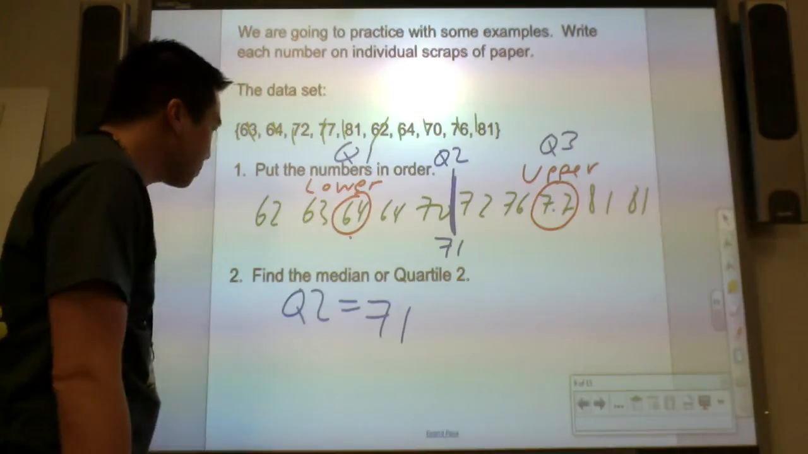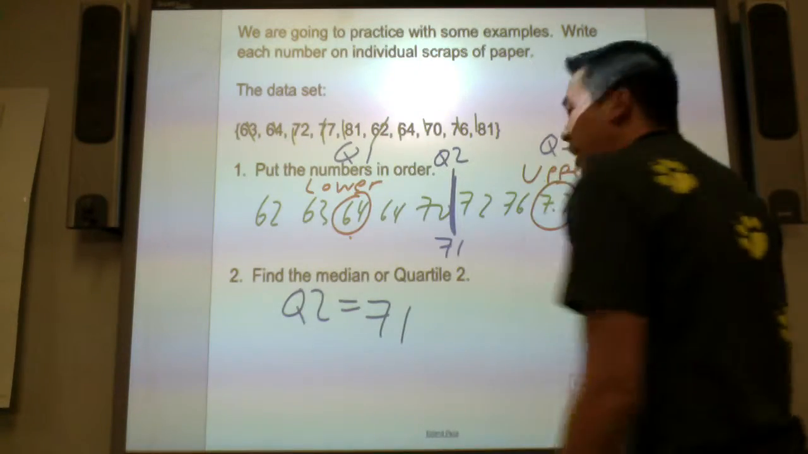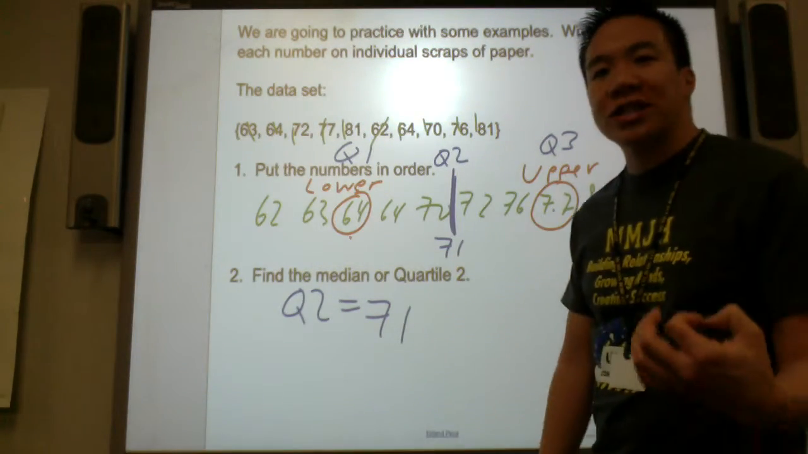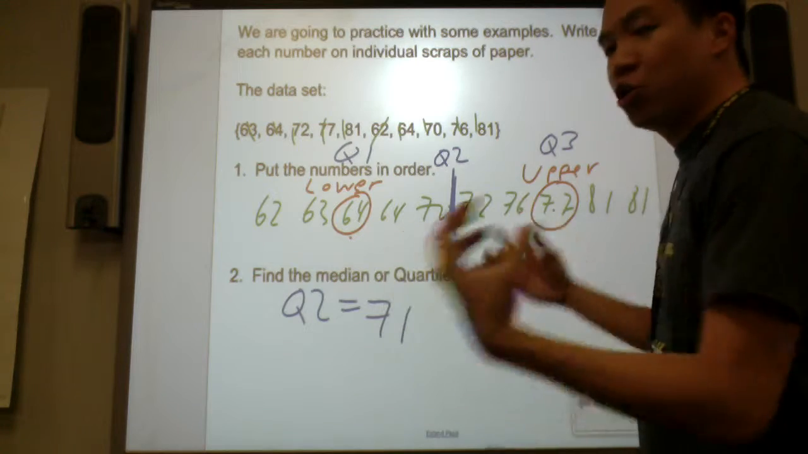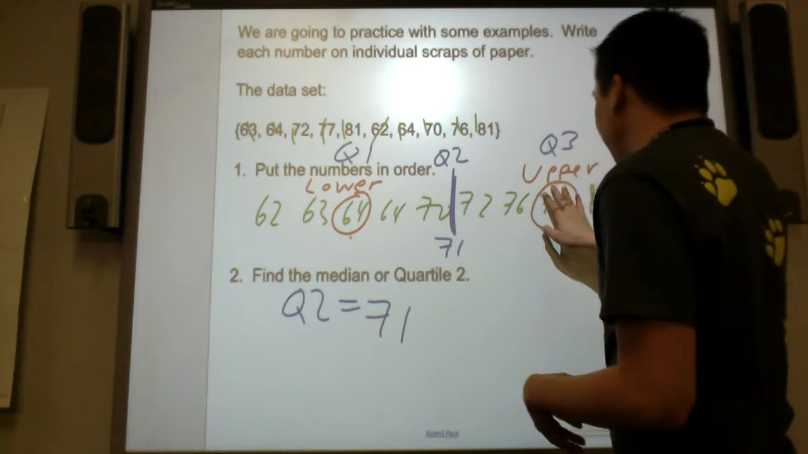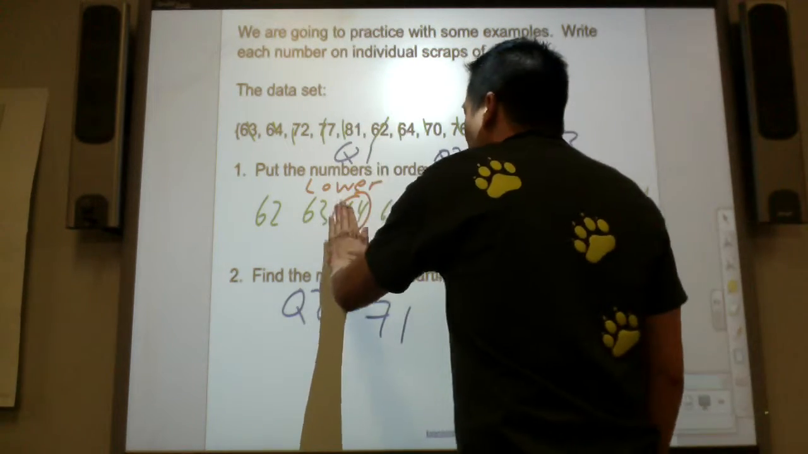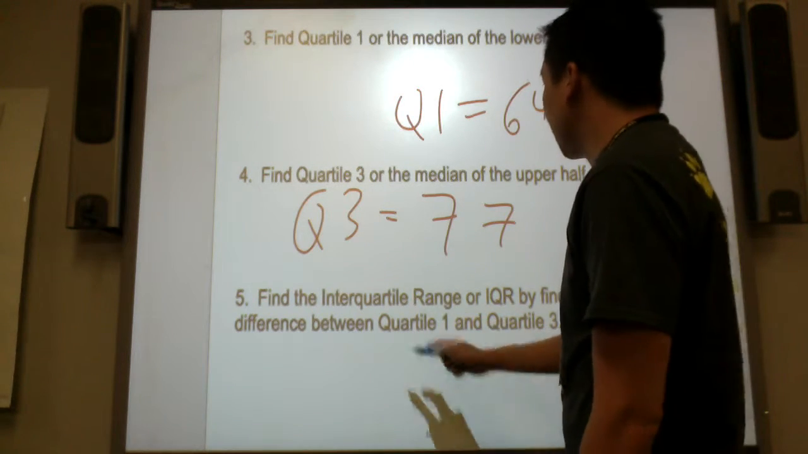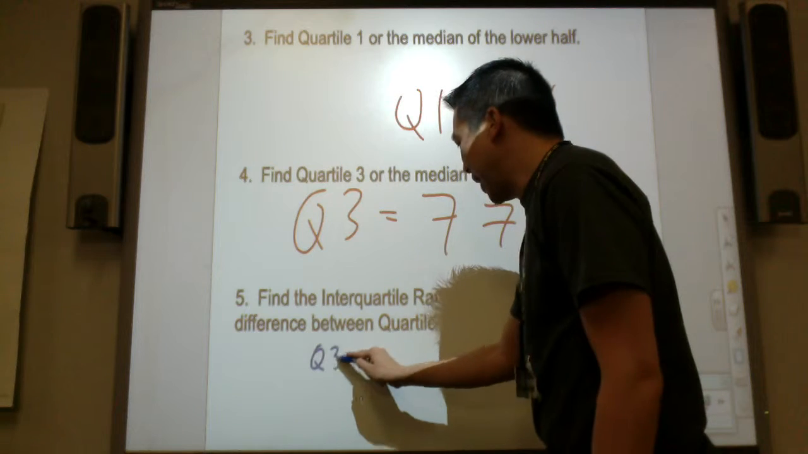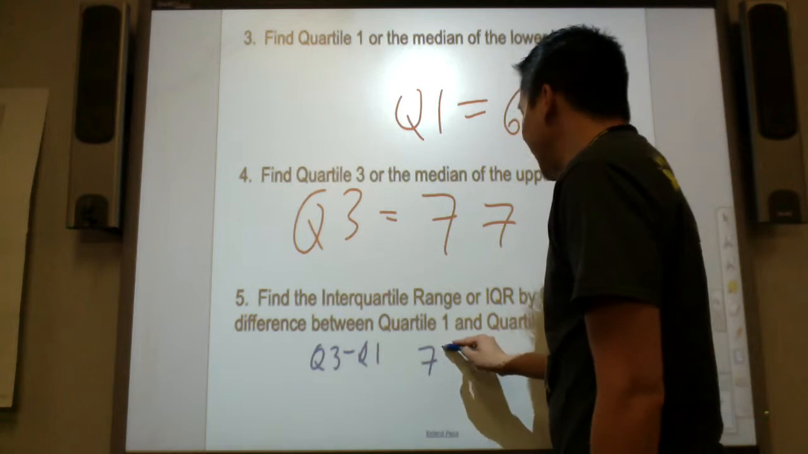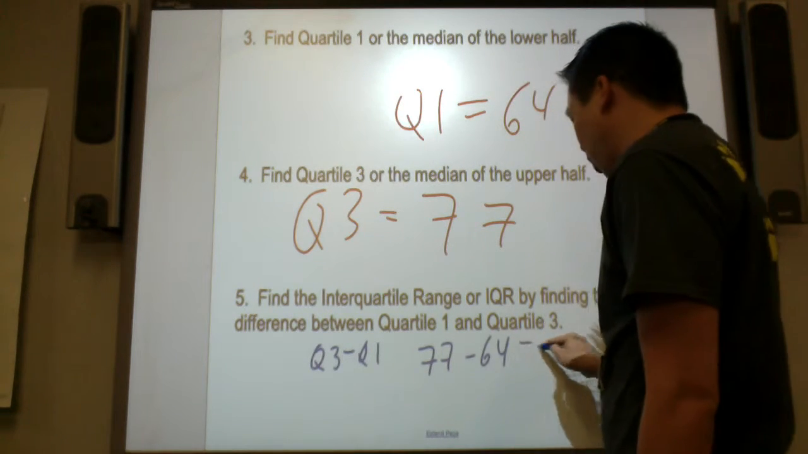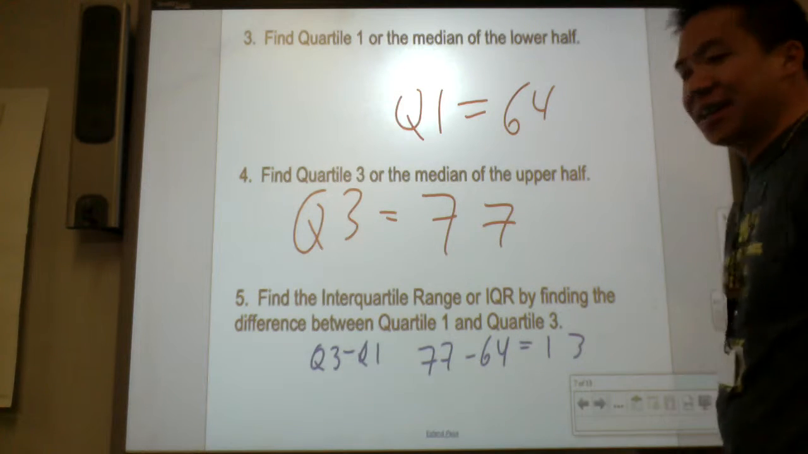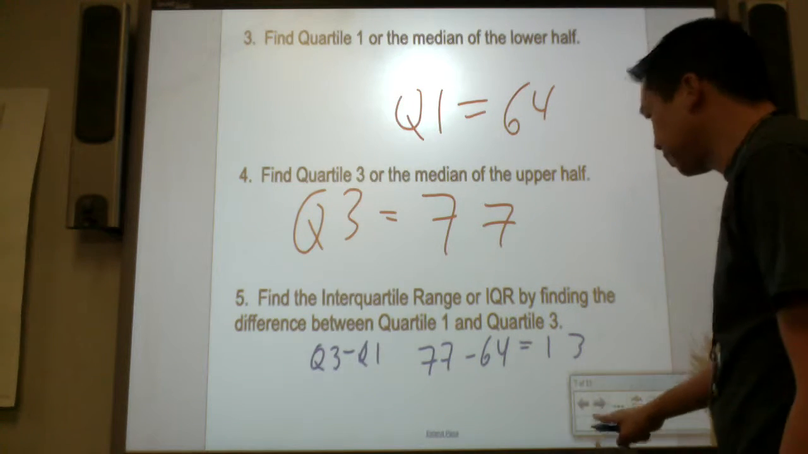So the next thing is find the IQR, or the interquartile range, the range between the two quartiles. So we take quartile 3, which is 77. We take quartile 1, which is 64, and we find the difference. So quartile 3 minus quartile 1, 77 minus 64, is 13. That is the interquartile range.